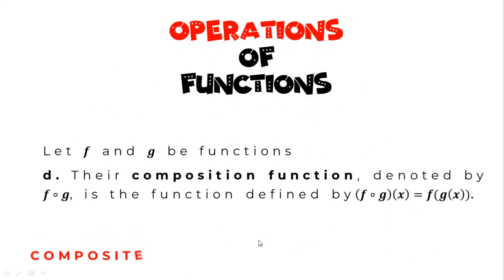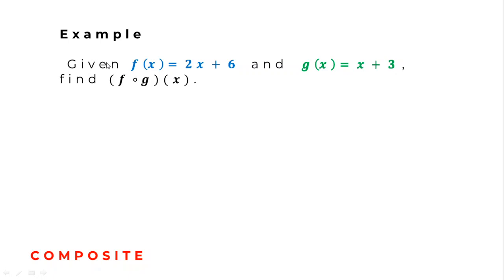Okay, next is composite. Their composition function denoted by f of g is the function defined by f of g of x is equal to f of g of x. For example, ang given natin is f of x is equal to x plus 6 and g of x is equal to x plus 3. Find f of g of x. Ibig sabihin nito, ganito. Itong f of x natin, lahat ng x dyan, isa-substitute natin yung value ng ating g of x.